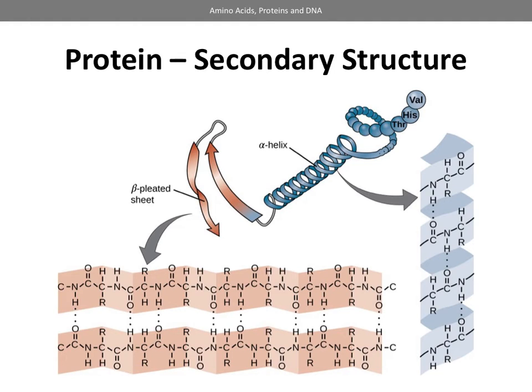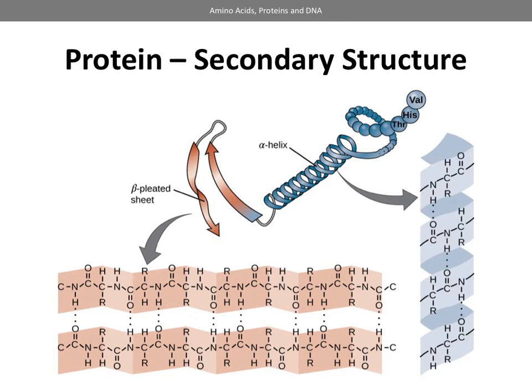Our secondary structure describes how the protein is folded, and that will depend on the sequence of amino acids that are next to each other. So we get 2 particular shapes. We get a helix, which is called an alpha-helix shape, or we get a pleated sheet called a beta-pleated sheet. And you can sort of see it's pleated. It's like folding a piece of paper along quite a few times.